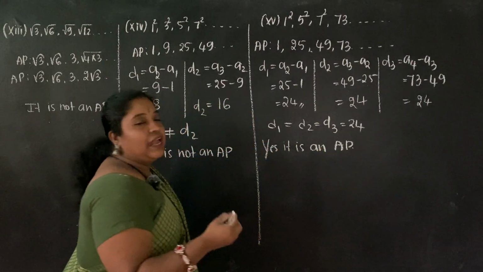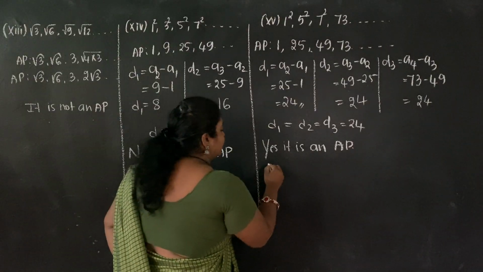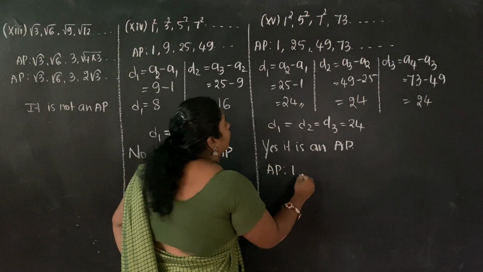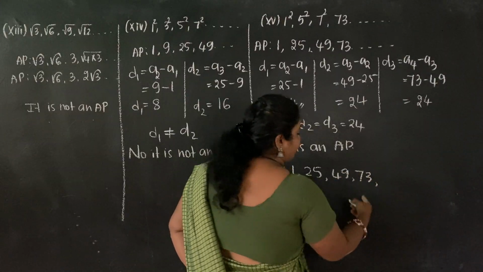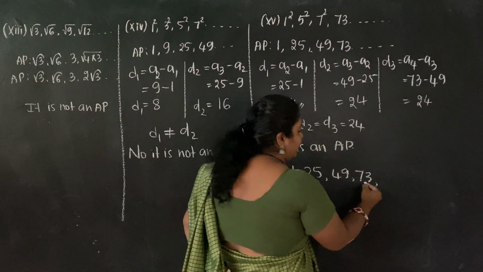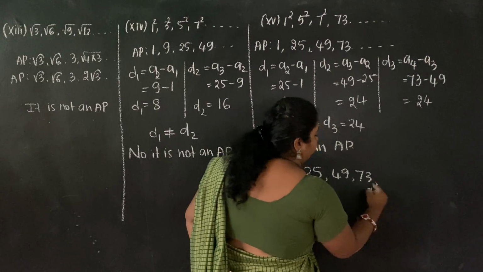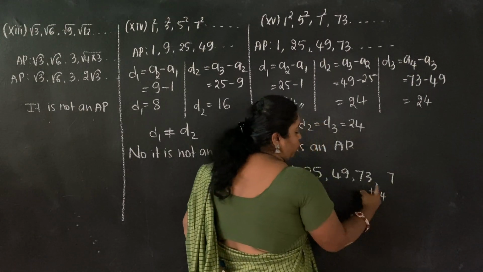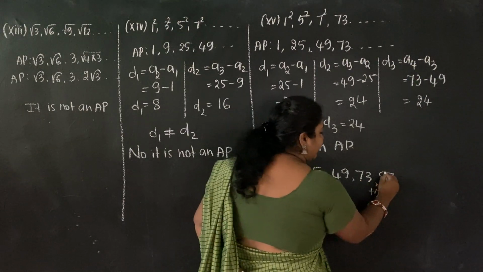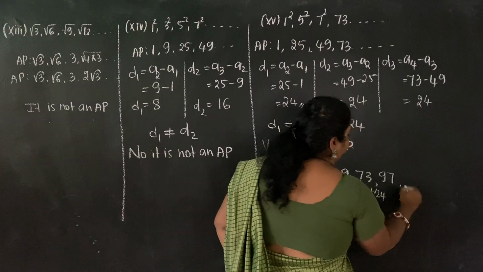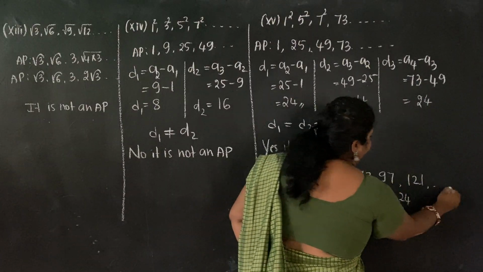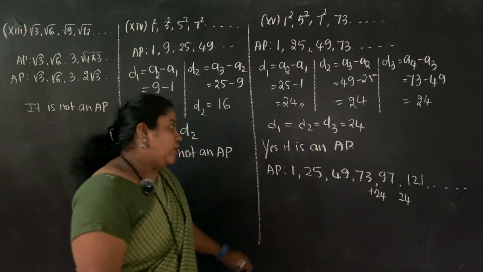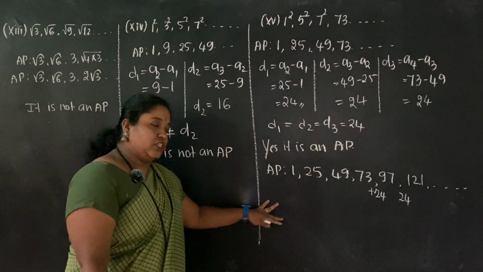If it is an AP, I'll be writing the next terms also. See what our AP turns out to be: 1, 25, 49, 73. Add 24 to the 73. What will I be getting? You just add 24 here. 7 plus 3. Sorry, 4 plus 3, 7. 97. Okay, again add 24 to it. 7 plus 4, 11. 9 plus 3, 12, and so on. Like that, you can write the arithmetic progression.